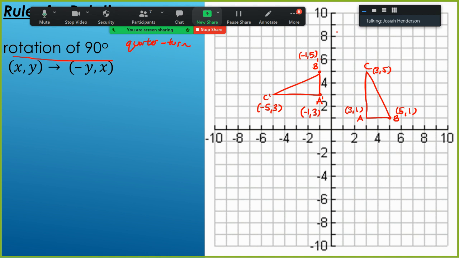So let's just compare from A to A prime, kind of like we were doing on our worksheet yesterday. Regular A is at 3, 1. A prime is at -1, 3. Look at those two points with me, and what is happening with the x and the y of each point? Notice how the 3 switched places, and the 1 switched places and then became negative.